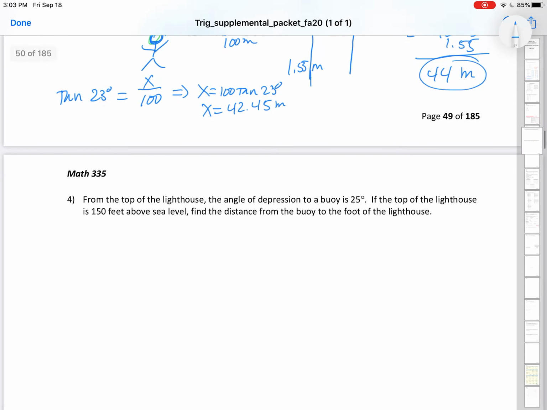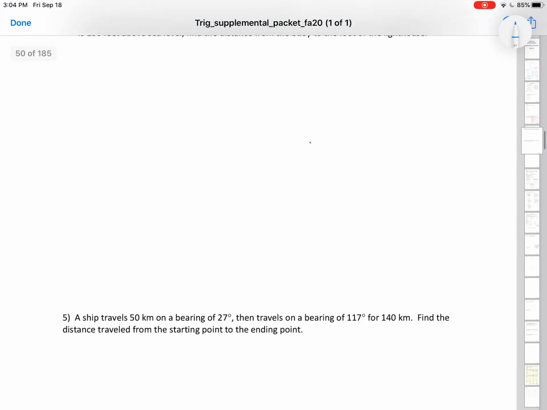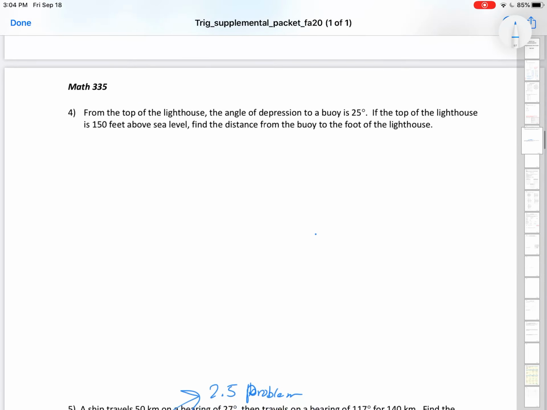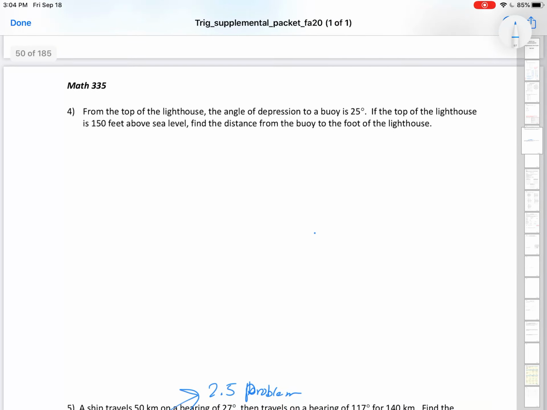Done just that nicely. The last problem that we're going to do is this one. I know there's a second problem down here, but it's talking about bearings. Bearings is a 2.5 problem, and so you'll see that done in that section. So there's no reason to do that problem here. We're not prepared for it because we haven't learned about bearings yet.